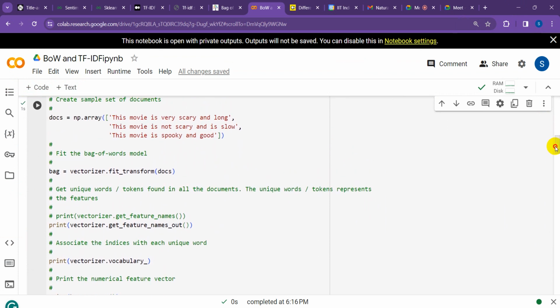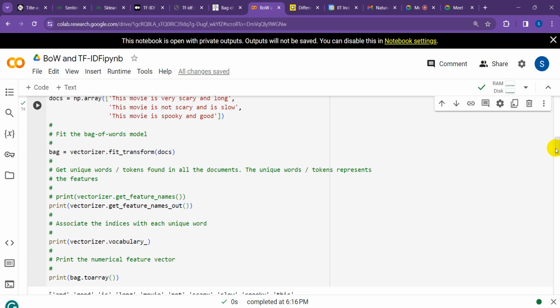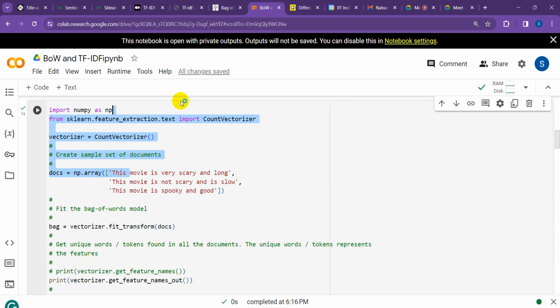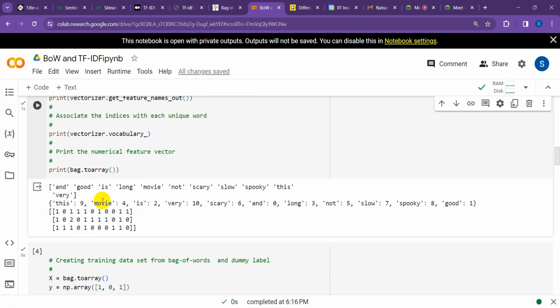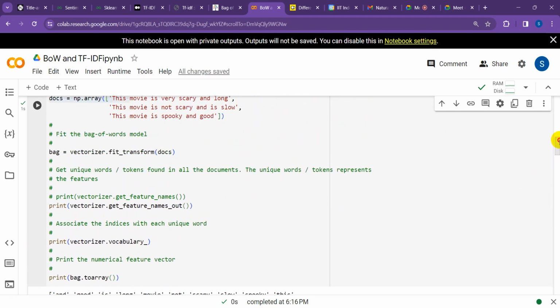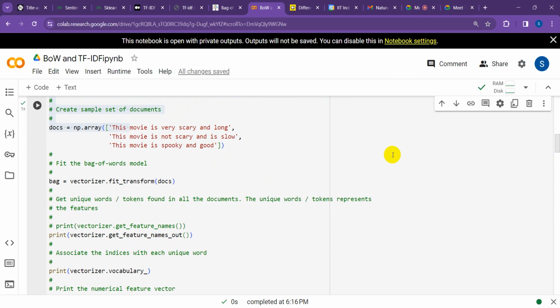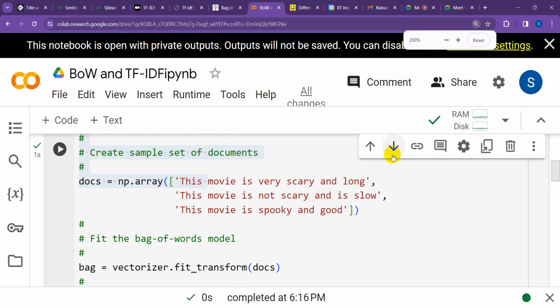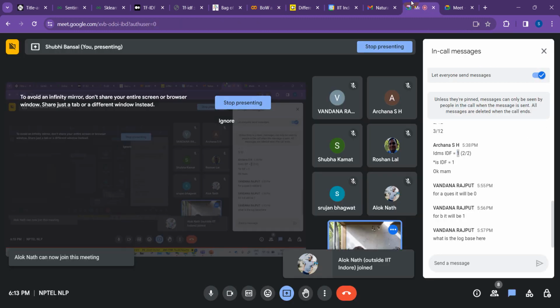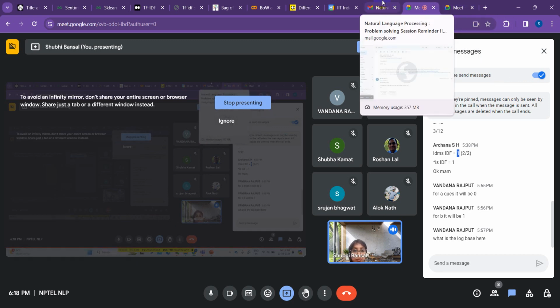Is it clear? So this numerical feature vector that you are getting for your inputted document is the bag of the words representation for this document. And the size of this vector depends on how many unique words are there in the vocabulary. Any doubts here? Do you want me to explain this again?